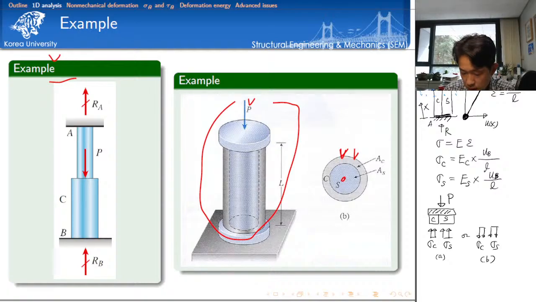Option A. You still don't understand the nature of the stress. Well, so many students are thinking option A is correct, but option A is not correct because this guy compresses the material.